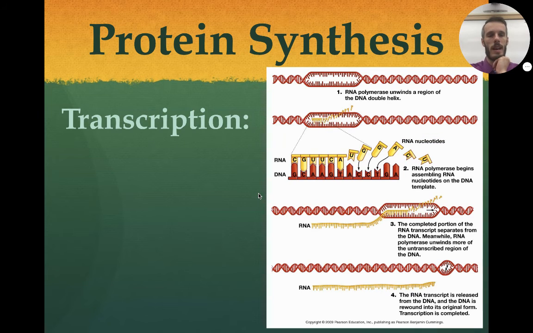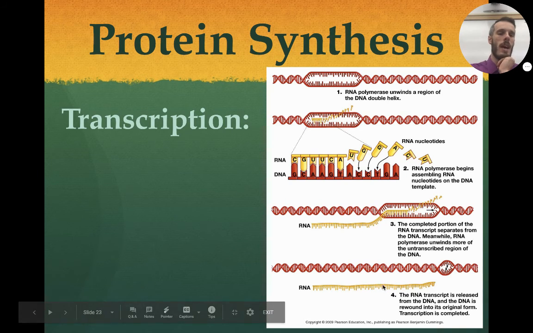Okay, so here we go. We have the DNA bubble. The RNA is going to form. The DNA bubble will shift, move down as more of the RNA strand is built. And eventually, the RNA strand will be fully built, and then the DNA will release the RNA, and the DNA will go back to its original shape, that double helix.